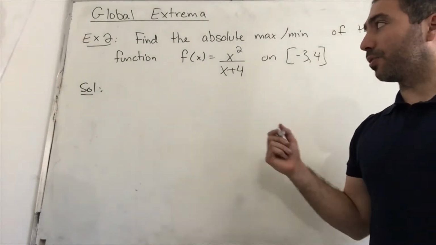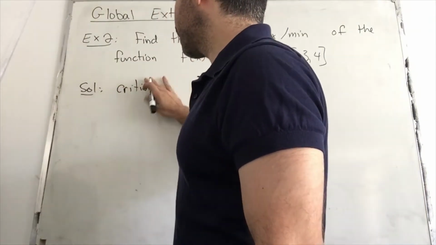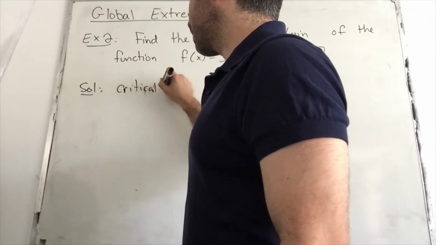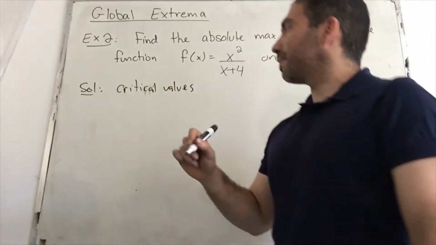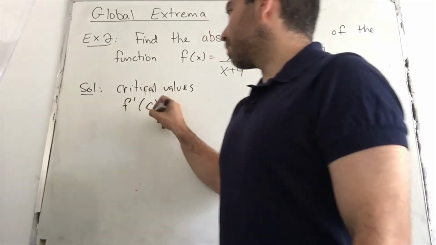So we start off by finding the critical points. Let's go and do that. So the critical values, we get them by taking the derivative and setting it equal to 0. So we're doing f prime of c. I'm just going to replace the x's with c.